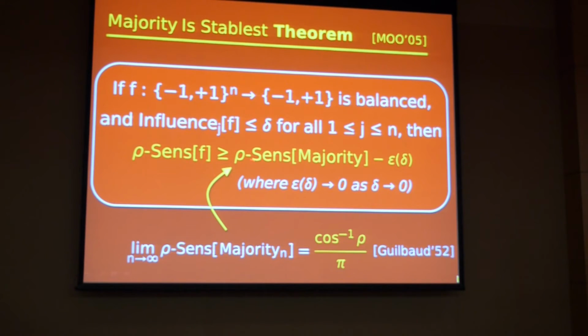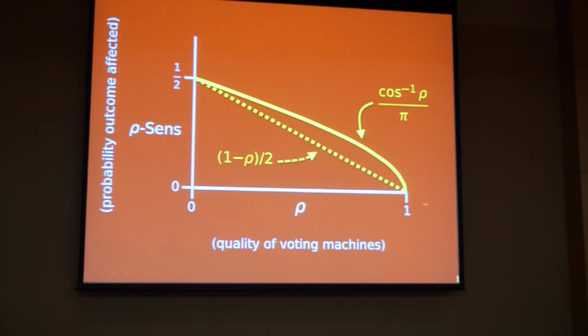So let me give you a plot to look at the parameters here. On this plot, the horizontal axis is rho, which you can think of as the quality of the voting machines. And the vertical axis is the Rho sensitivity, which is like the probability that the faulty voting machines affect the outcome of the election. And the dashed line is what you would get if you used the dictator scheme. You saw that the outcome would change with probability 1 minus rho over 2. That's a straight line. And this is what you get if you use majority for large n. That's really just the cosine wave if you tilt your head 90 degrees.